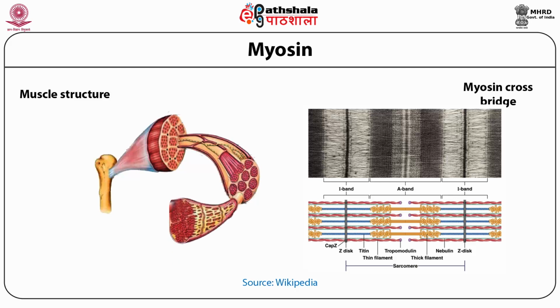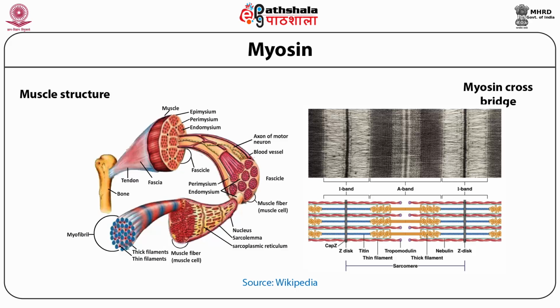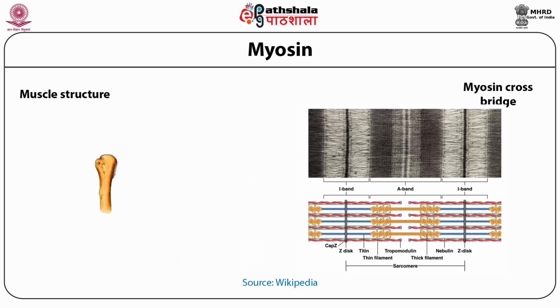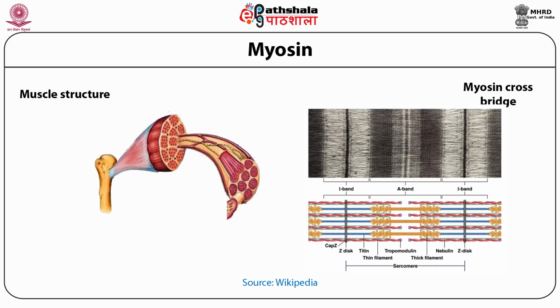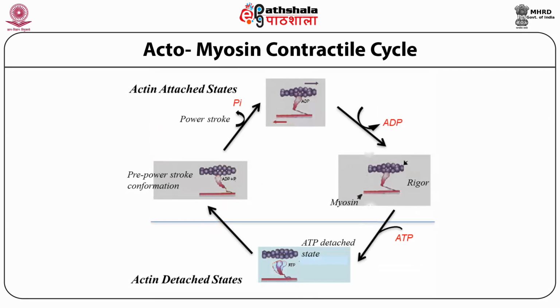The dark myosin filaments form bundles, and they slide past the actin filaments. When they slide, that is basically responsible for muscle contraction. The sliding of actin and myosin over each other is due to the contractile cycle. Myosin bound to actin with no nucleotide bound is called the rigor state. When ATP is bound, the myosin detaches from the actin.